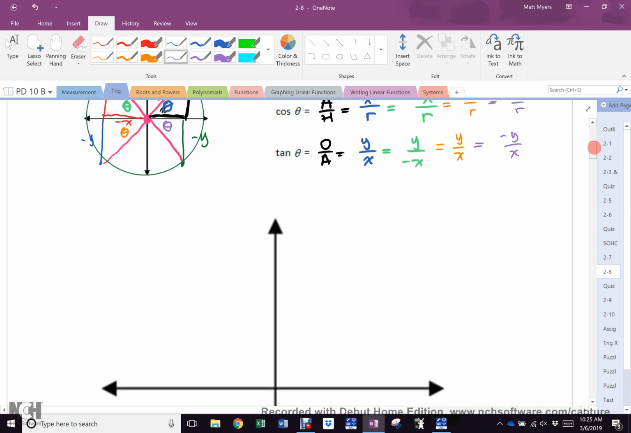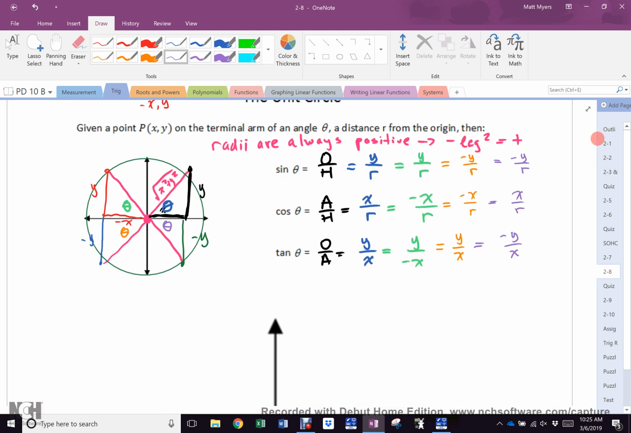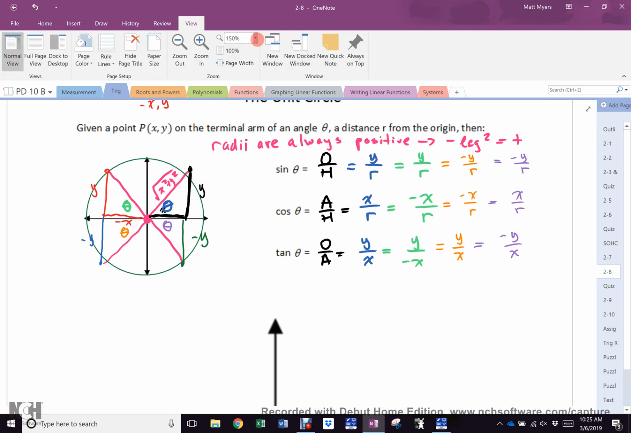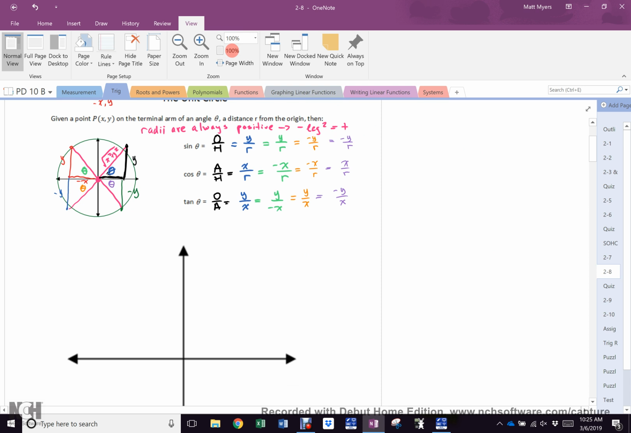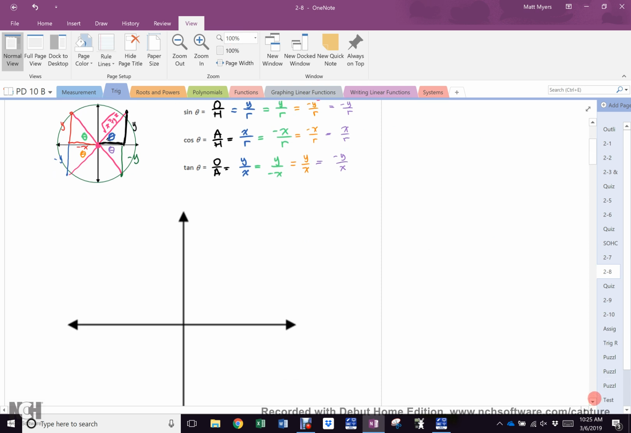That tells us a whole lot of stuff, doesn't it? I'm going to shrink this page down so I can keep it all on the screen at once. What quadrant is this? Quadrant 1. What quadrant is this? Quadrant 2. What quadrant is this? Quadrant 3. What quadrant is this? Quadrant 4.